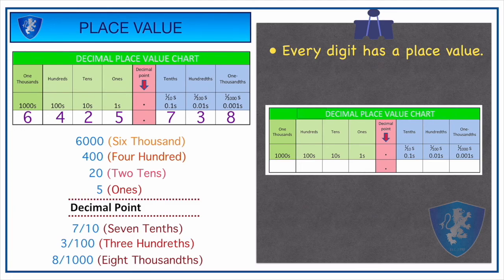And on the right side of the decimal point, you can see your 7 has the value of 7 tenths. And your 3 has a value of 3 hundredths, and 8 has a value of 8 thousandths. Now, every digit has a place value. What we'll show you now is that we'll take a number. For example, I'm going to take the number 6.